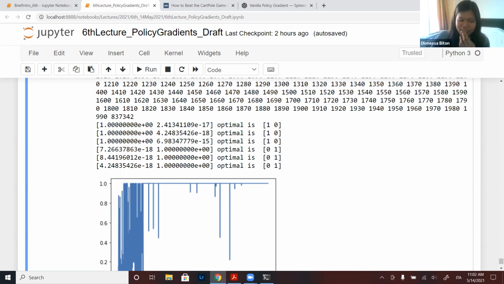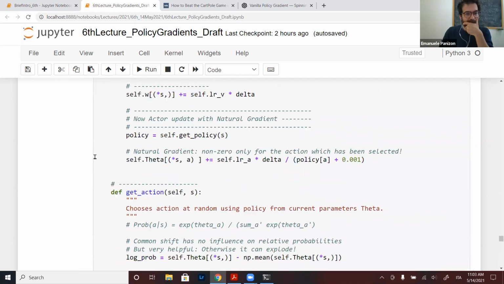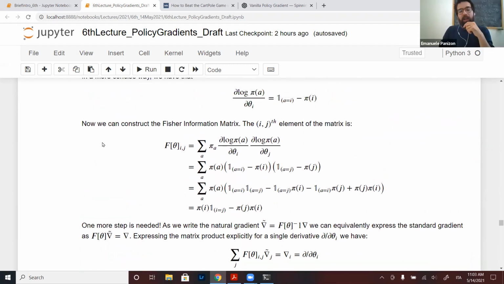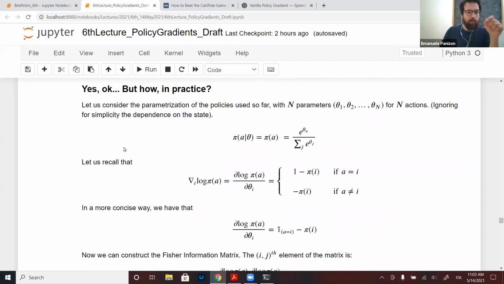I want to ask about the natural gradient. Yes, sure. So what are the other natural gradients? Okay. You mean what happens to the natural gradient if we are not using a softmax policy? Yeah. Okay.